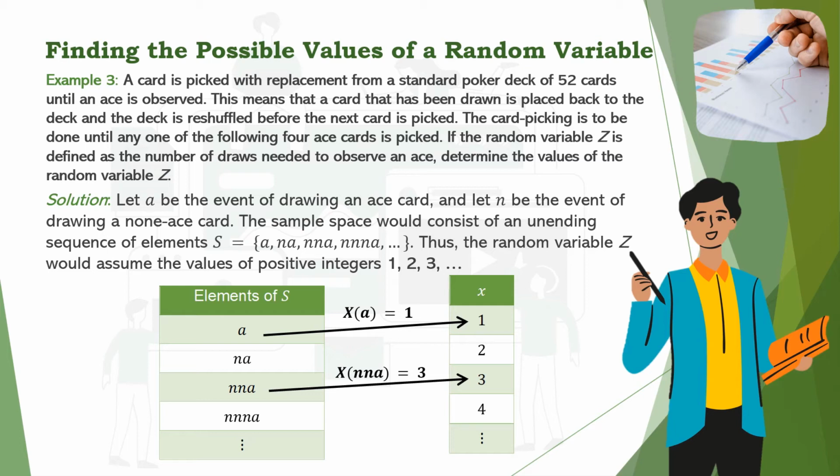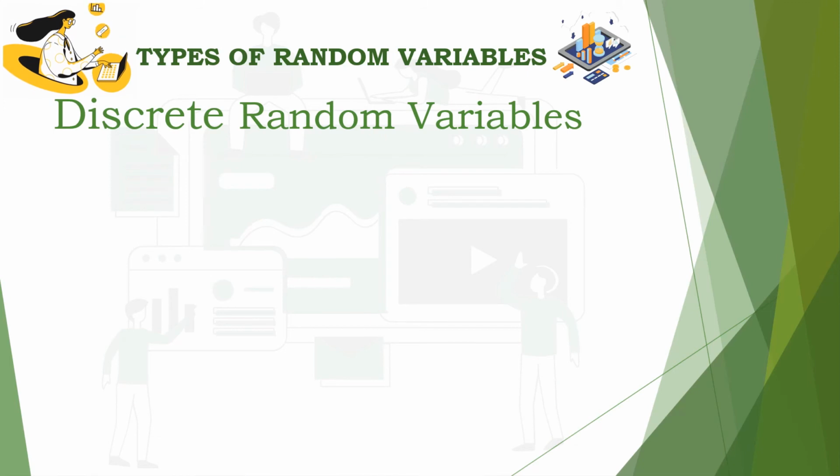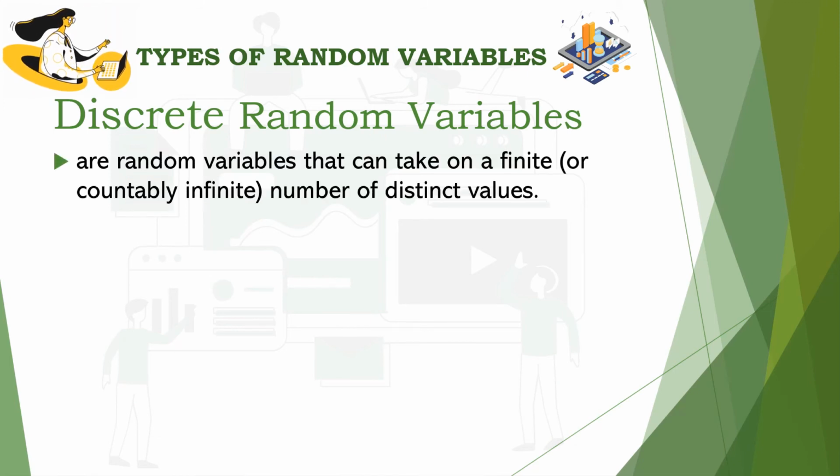Therefore, the sample space S has an infinite number of elements or outcomes with corresponding values of random variable Z that is the set of all positive integers. Now, random variables can either be discrete or continuous. Ano nga ba ang pinagkaiba ng dalawa? First, discrete random variables are random variables that can take on a finite or countably infinite number of distinct values. Sabi dito, pag discrete random variables daw, mabibilang natin ang outcome o kung whole number siya.